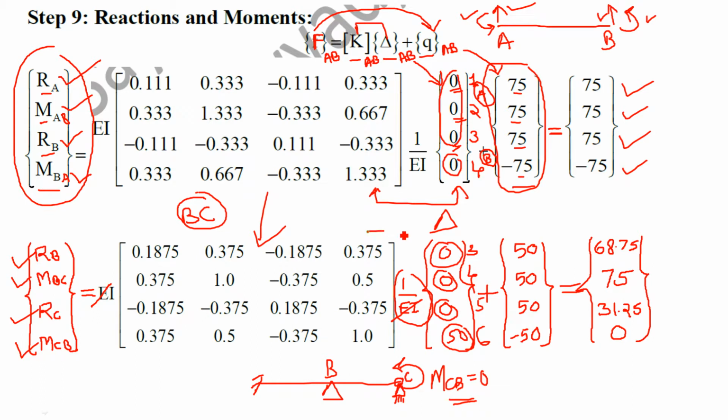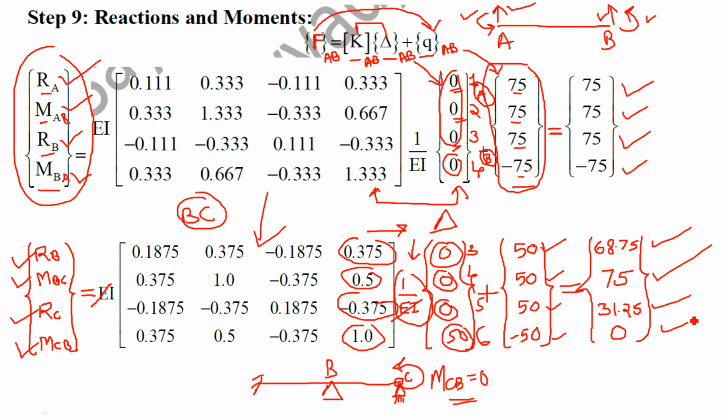So now if you multiply this K with this delta, K into delta, for all rows the first three elements are 0, meaning only the last element will be multiplied with the 50. This element will be multiplied with the 50, and then plus this 50, 50, 50, minus 50, one by one you will get RB, MBC. Okay, this is RC and MCB equal to 0.